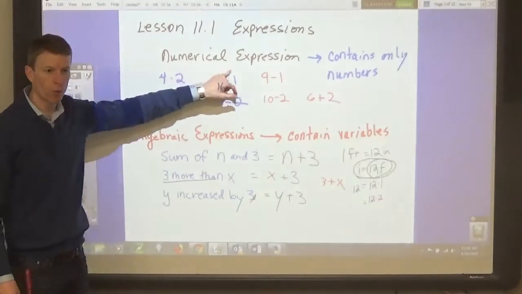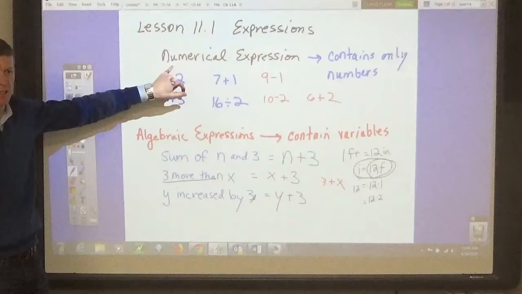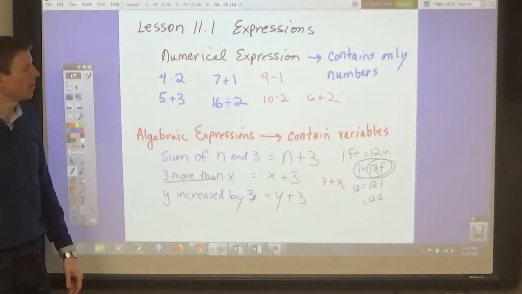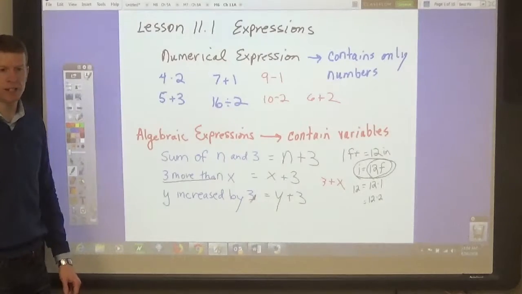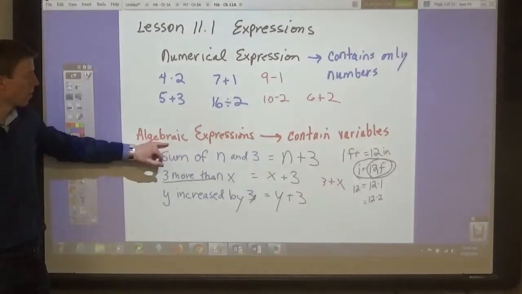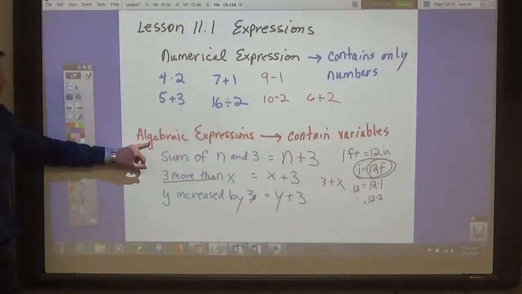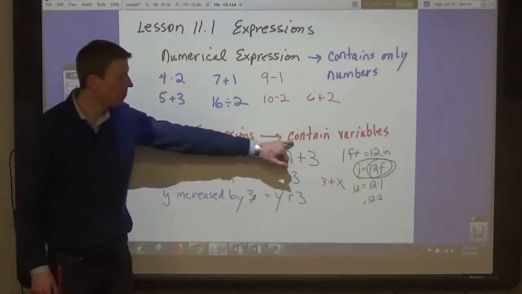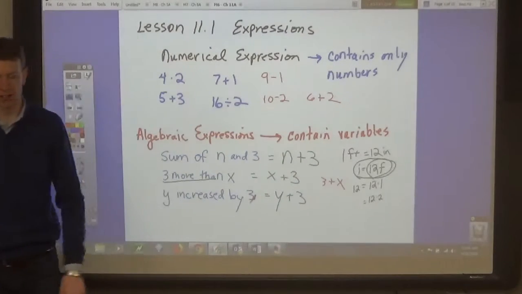So these are called what? Numerical expressions. Yep. Numerical expressions. They contain only numbers and operations. Now, we're going to talk today about algebraic expressions. Algebraic expressions contain variables, contain letters.